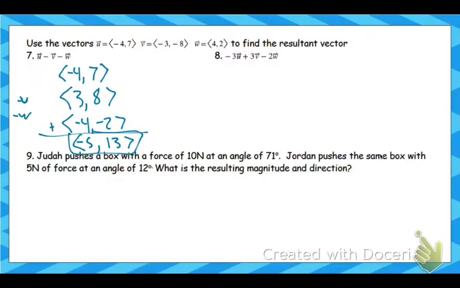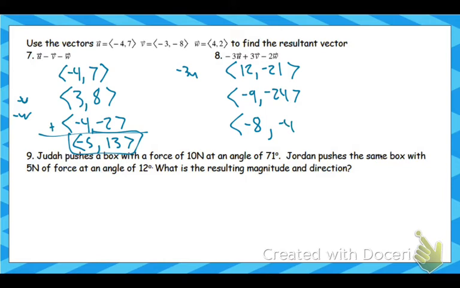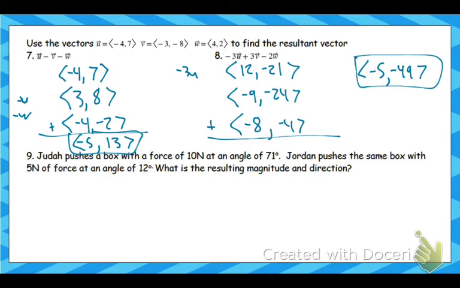All right, let's do the next one. I'm going to go ahead and do negative 3u. So I'm going to take u and multiply it by negative 3. 3v, so multiply that by 3. And then negative 2w. So that's going to be negative 8. And then that's going to be negative 4. Then we can go ahead and add them all up together. So it's going to be 12 minus 17, which is negative 5. And then negative 21 minus 24 is a negative 45. Negative 45 minus 4 is a negative 49. So that is my final answer here.